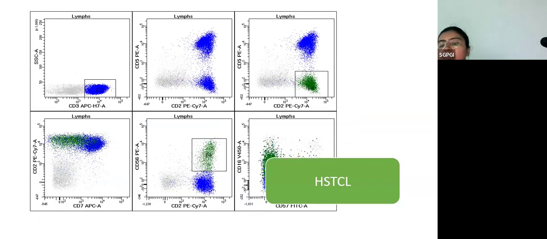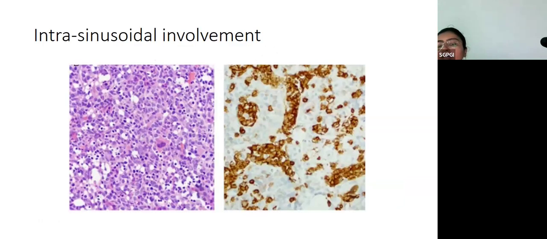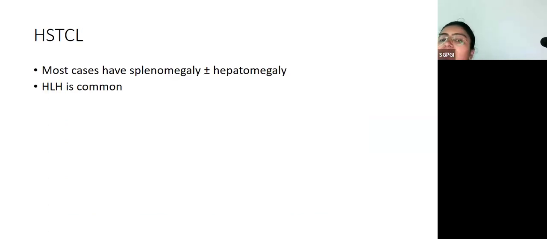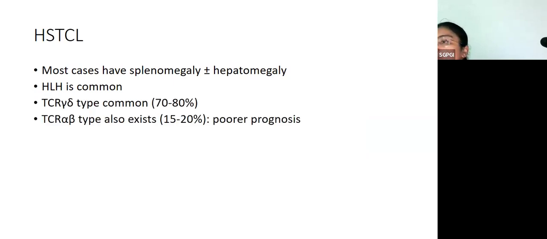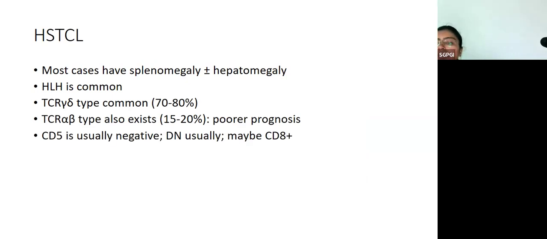So this patient was signed out as a hepatosplenic T cell lymphoma, and these lymphomas on the bone marrow, as you would see, would have a very characteristic intrasinusoidal pattern of involvement. Most of the cases will present with splenomegaly with or without hepatomegaly. HLH is very common in this, and many times they present with peripheral blood pancytopenia. And the pancytopenia can be very severe. The gamma delta type is more often, but that does not mean that alpha beta type cannot exist. Even that exists about 15 to 20% of all cases, and it carries a poorer prognosis.